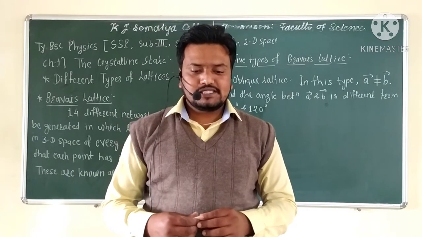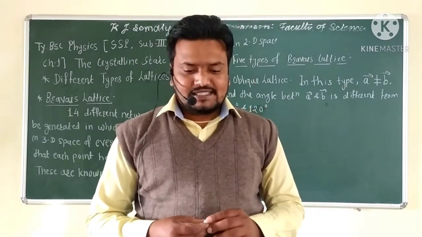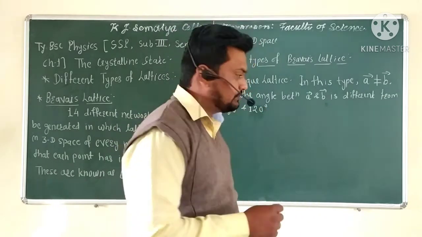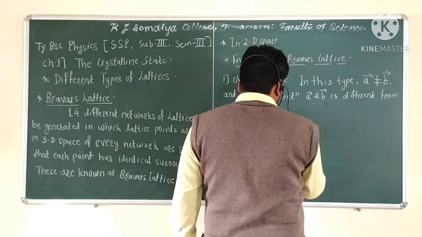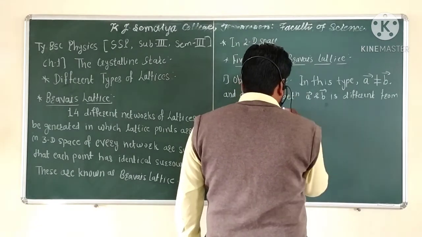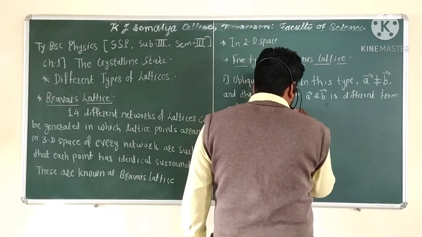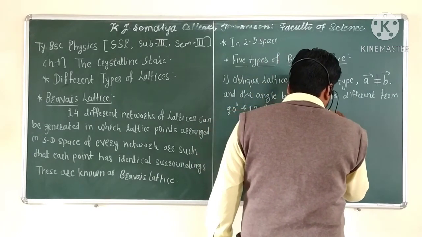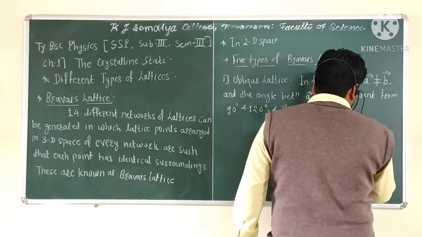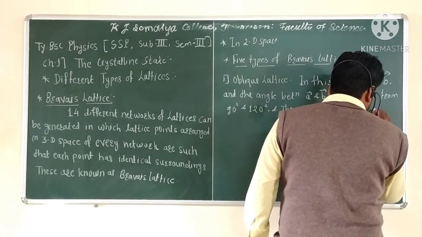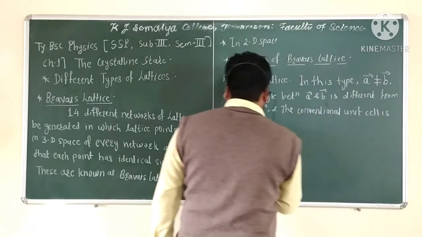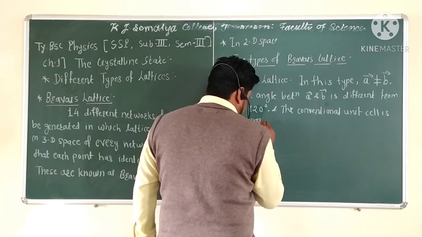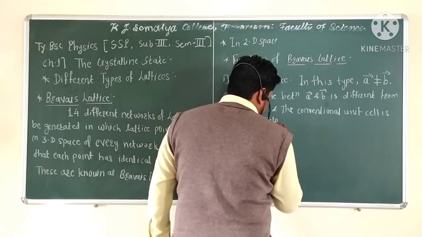And for this oblique lattice, the conventional unit cell is a parallelogram.